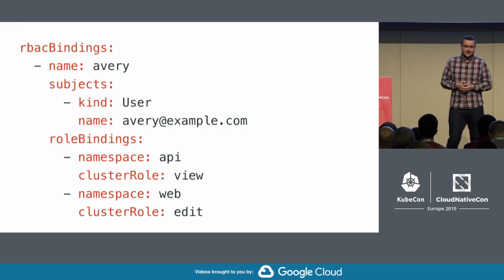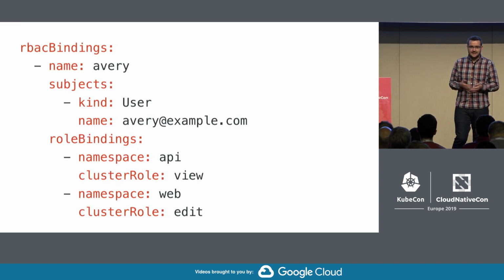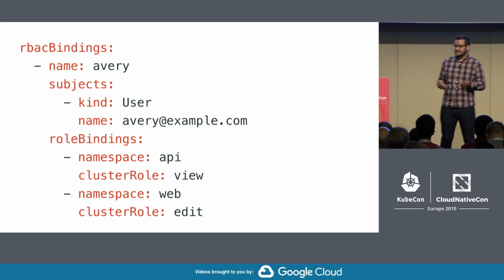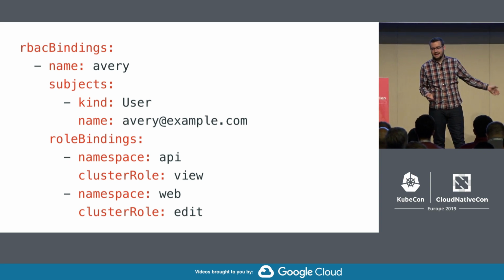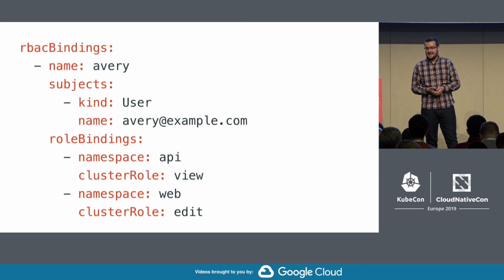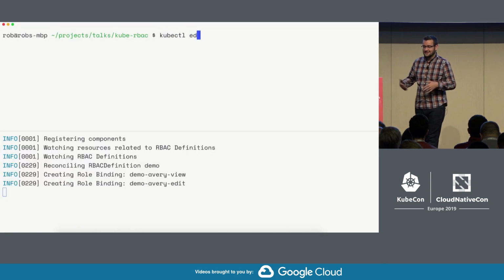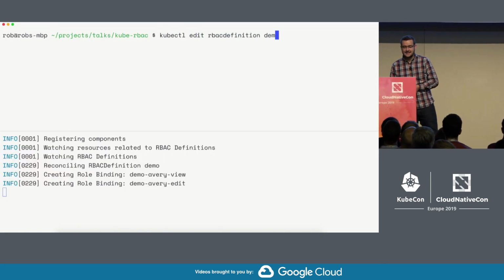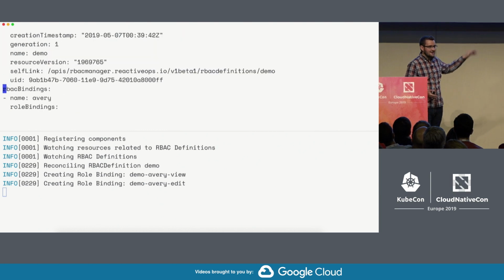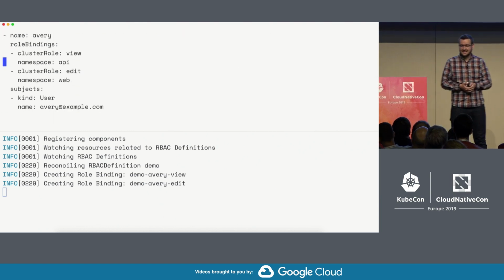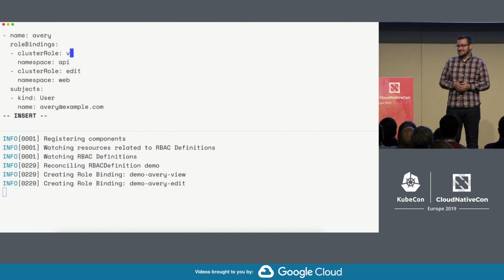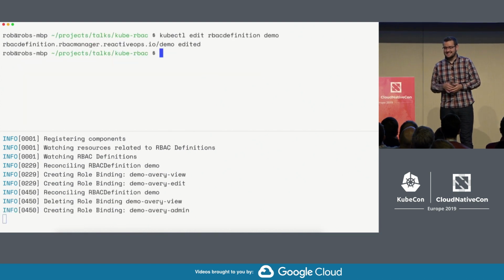So going back to our RBAC definition, we're going to try out a couple of these changes. In this case, I'm going to change Avery's access in the API from view to admin. Ideally, this should go through some kind of CI. In this case, I'm going to edit live because it's a demo and this was the easiest thing I could do. But we're just going to run with this, pretend this is a CI workflow.